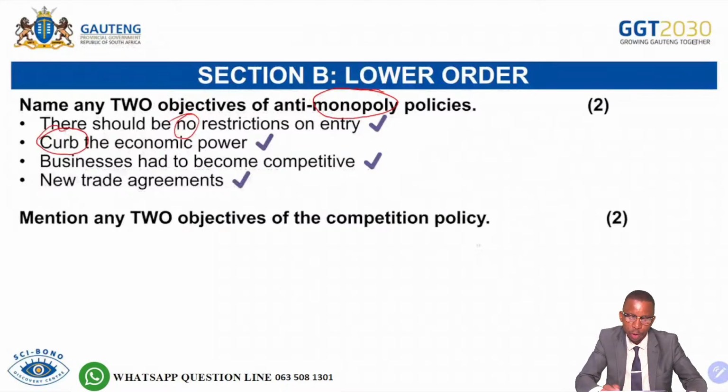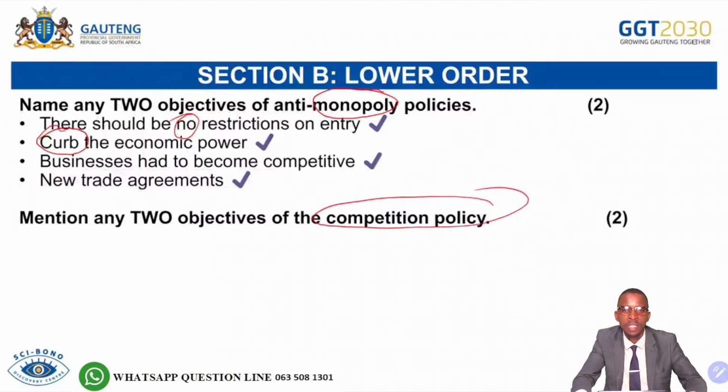So remember, if we talk about the Commission Policy Act of South Africa, we refer to the policies that were established or formed to promote fair and healthy competition in South Africa, ensuring that businesses are not abusing their power, monopolies are not abusing their power, including oligopolies, ensuring that there are no collusive or anti-competitive practices within the economy. So we are looking for objectives.